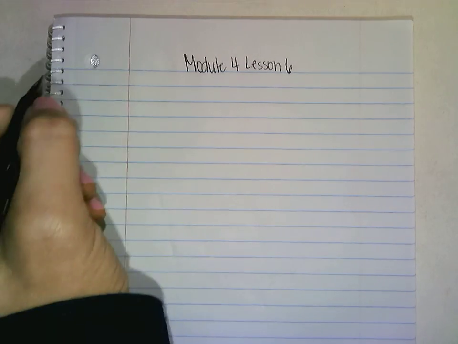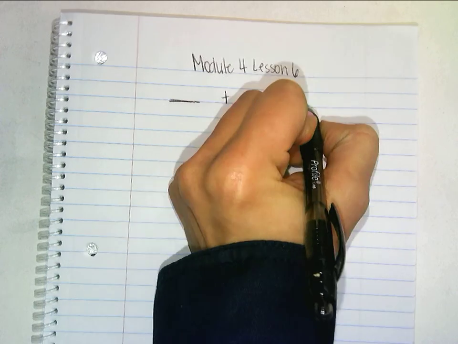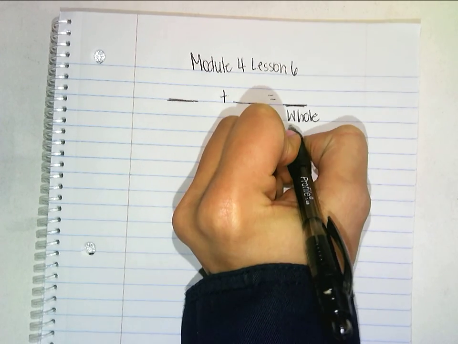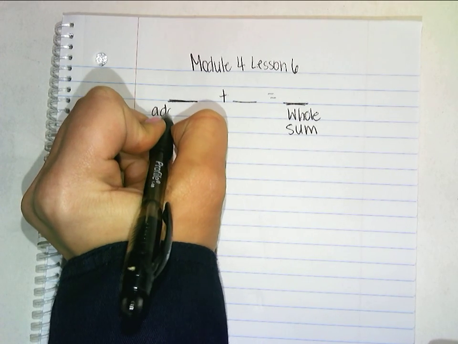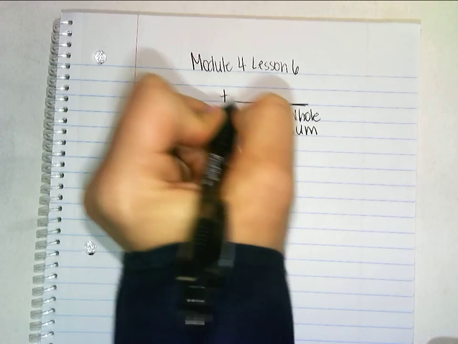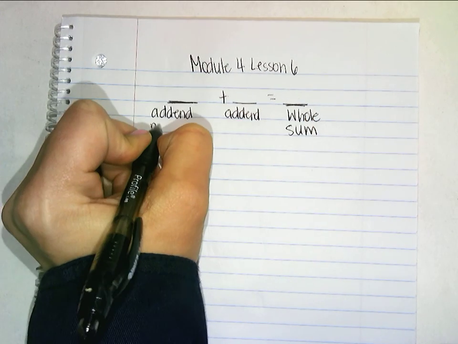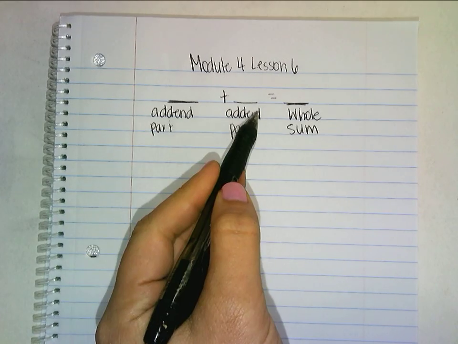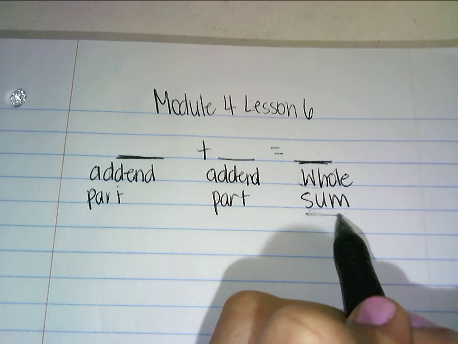Okay, so when you have an addition equation, remember this is your whole. You can also call it a sum. And then the 2 numbers that you are adding together, they are your parts, or we're going to start calling them addends. So part and part. Okay? So the 2 numbers that you're adding together are called addends. And then the whole can also be called a sum.